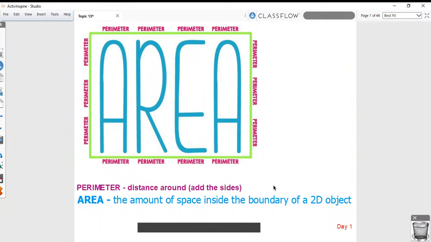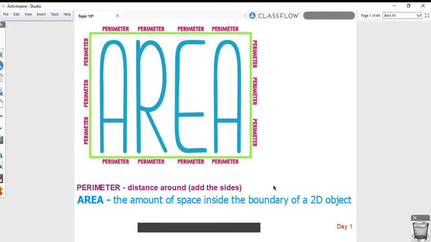All right, everybody, we are looking right now at the first section of topic 13. Okay, topic 13 starts with a couple of vocabulary words to fill out your perimeter and area.